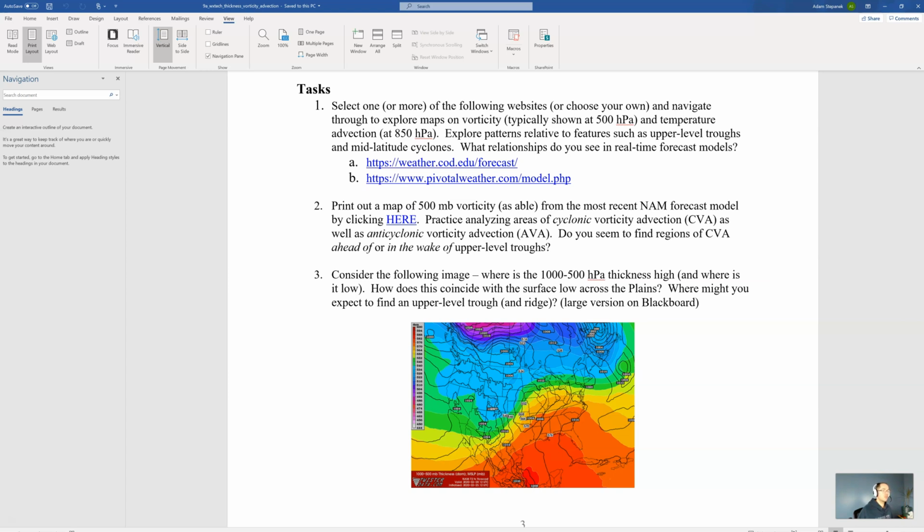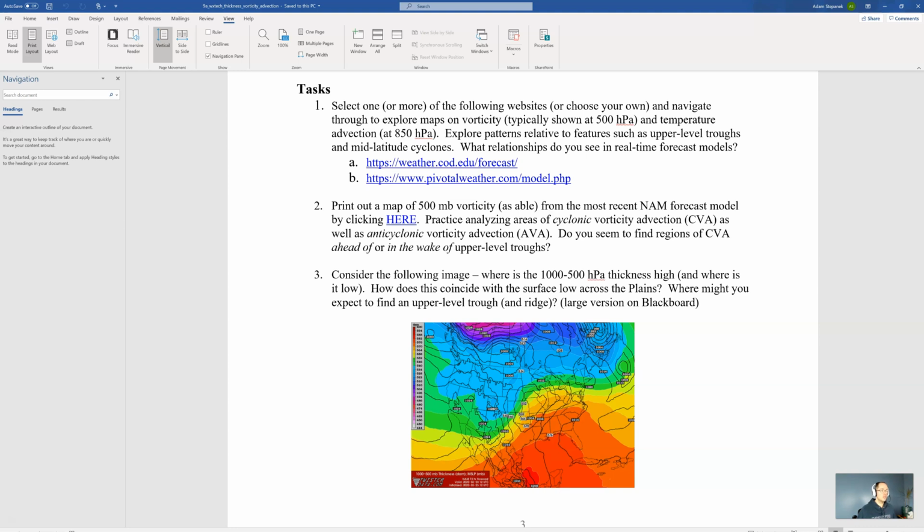And so take a look at what's going on at 500 millibar vorticity, temperature advection at 850, and I want you to start considering how these patterns relate to your upper level troughs and mid-latitude cyclones. Where do we find temperature advection? We've talked about it, but give it some time and get comfortable with some of these products and what we can derive from them so you're more comfortable as a forecaster.